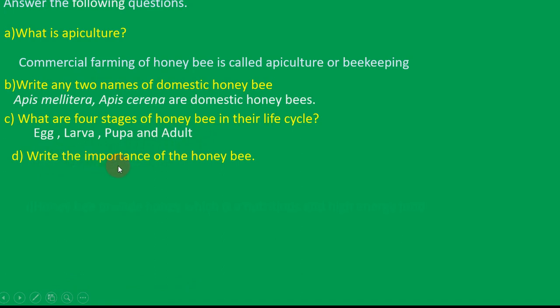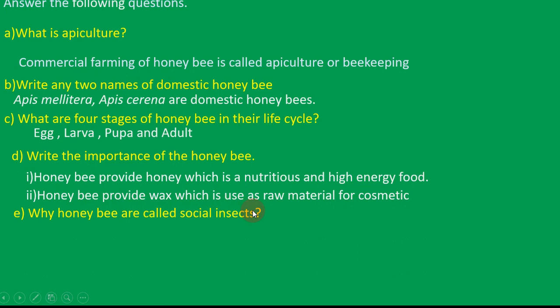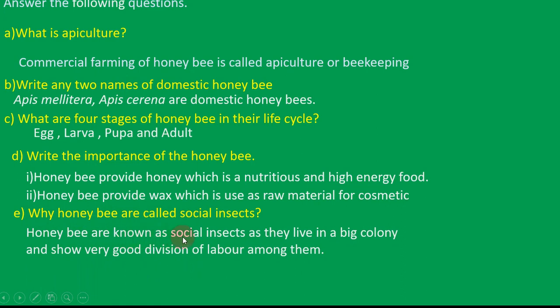What is the importance of honeybee? Honeybee provide honey, which is nutritious and high energy food, and honeybee provide wax, which is used as raw material for cosmetics. Why are honeybees called social insects? Honeybees are known as social insects as they live in a big colony, and so there is very good division of labor among them.